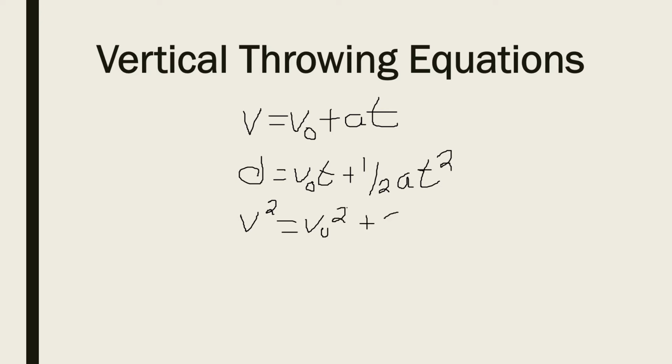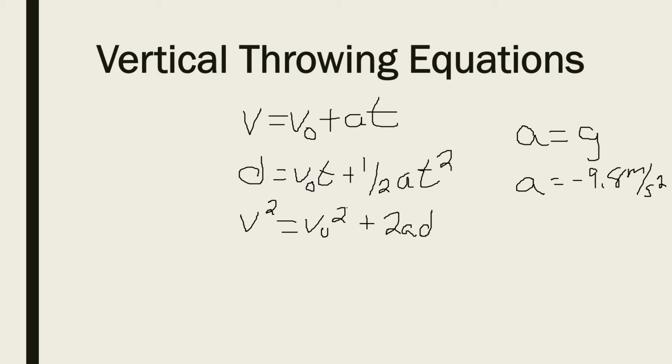These are the vertical throwing equations. Essentially, they're the kinematic equations with an initial velocity, and a vertical throwing would have an initial velocity. When you use these equations, A is always equal to G. Now, is that going to be negative 9.8? Yes, for Earth. We're not going to use 10 when we do this math. When we do these equations, we'll always use negative 9.8. I want to be clear about that.